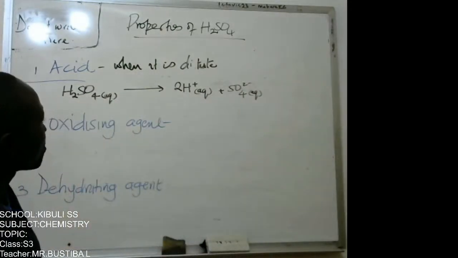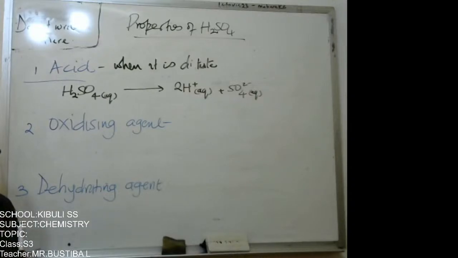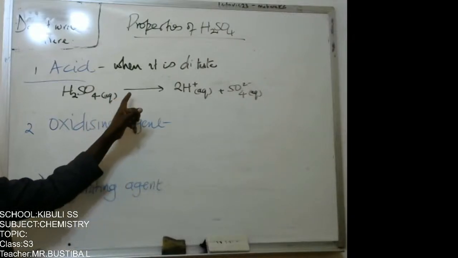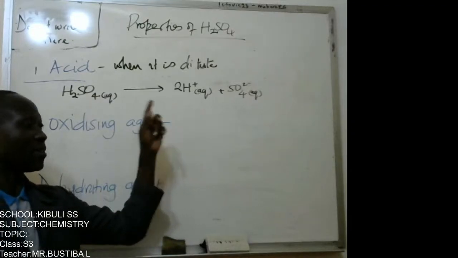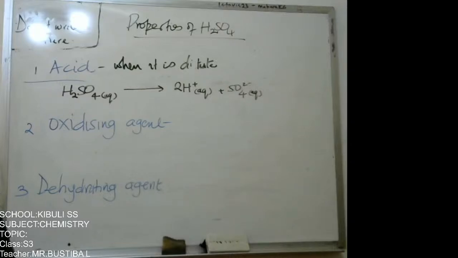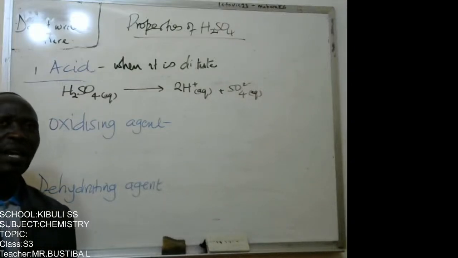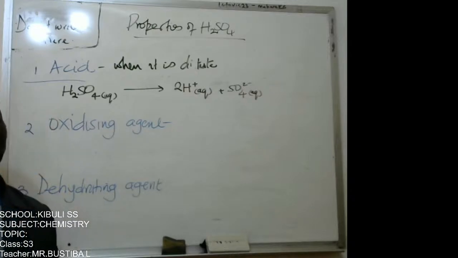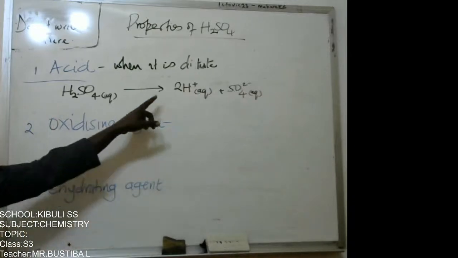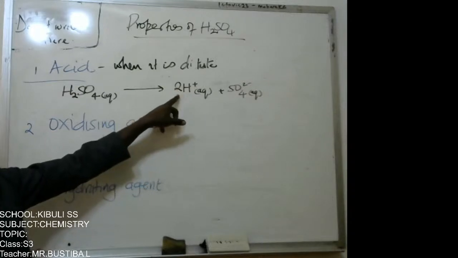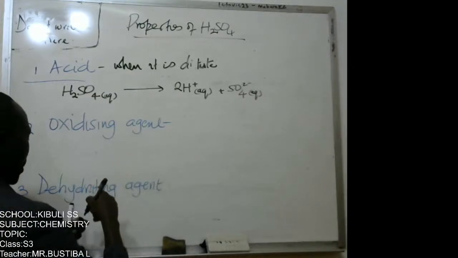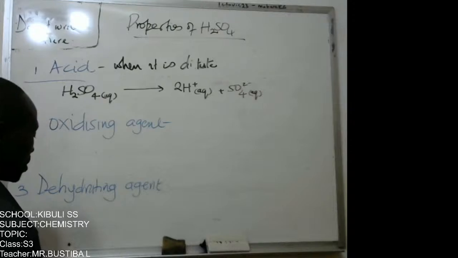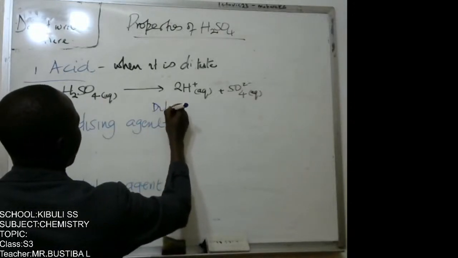My question as for now: is it a strong acid? Is it a weak acid? It is a strong acid because it is undergoing complete what? Ionization, to produce hydrogen ions as the only positively charged ions. Is it a monobasic, dibasic, tribasic, or tetrabasic acid? It is a dibasic acid because it's giving out two hydrogen ions as positive ions. Therefore, when dilute, sulfuric acid is a dibasic acid.